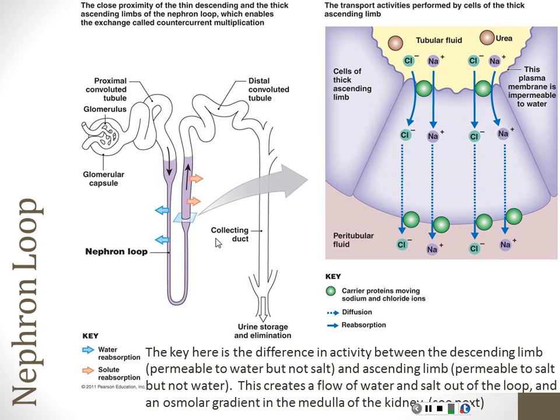It's not complicated because of what it does. It's complicated because of how it does it. Essentially, the nephron loop allows us to recover a great deal of water and salt from the filtrate before it goes on here to become urine.